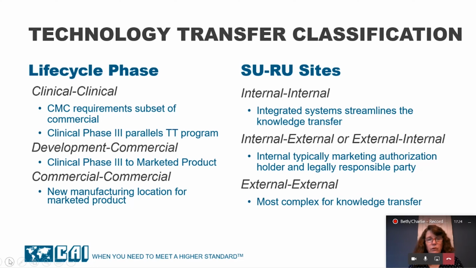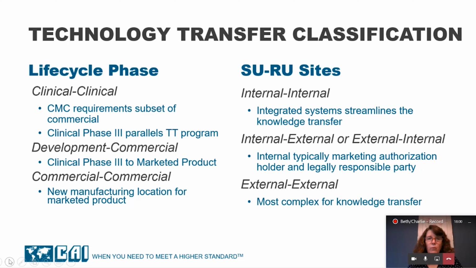Development commercial is often talked about for technology transfer, and that's essentially the same thing as clinical phase 3 to marketed product. This terminology is often used for APIs or drug substances because they don't have the same use of the clinical phases when they do their new product development. And then finally, there's the commercial to commercial, and this is essentially just the transfer of a marketed product from one manufacturing location to a new one. So you need to really understand where you are in that life cycle phase to know what elements of the CMC need to be transferred.